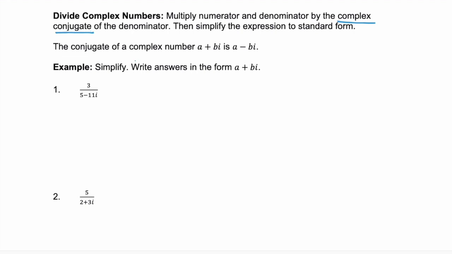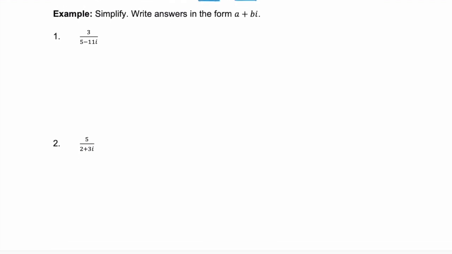So the conjugate of a complex number, a plus bi, is just a minus bi. So you take the same terms and you just change the operator in between them. Sounds confusing, but I promise you it's not that difficult. So look at example 1. Our denominator is 5 minus 11i. What we want to do is multiply by 1. So we're going to put the conjugate in the denominator and in the numerator.